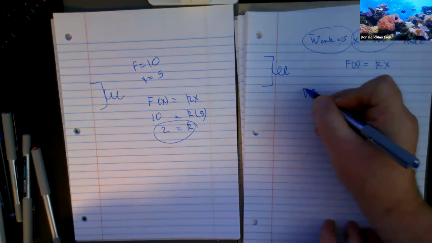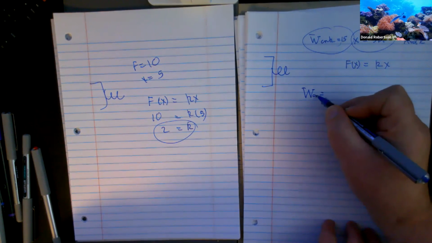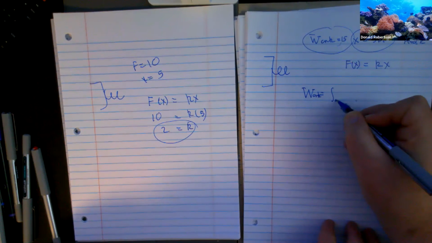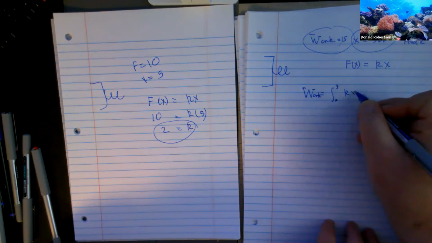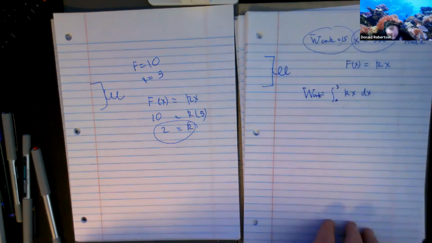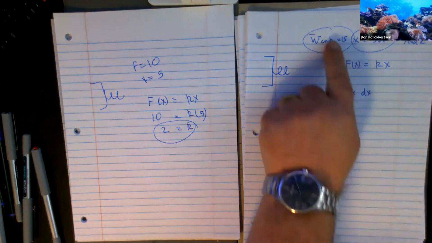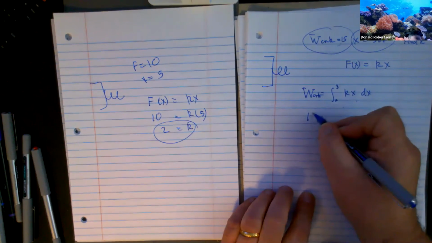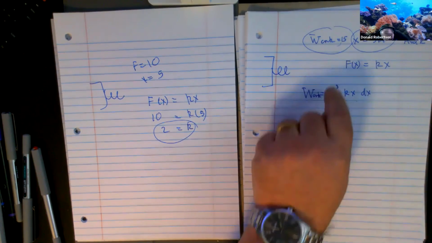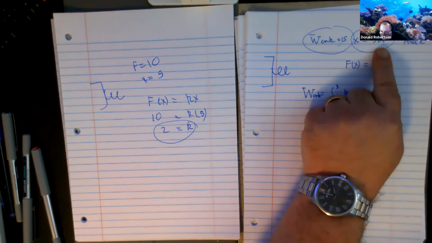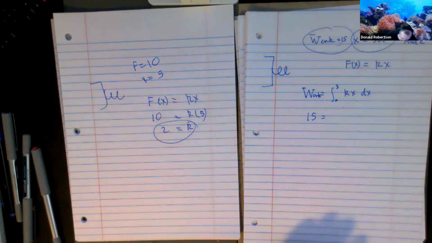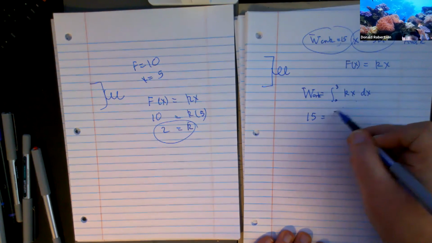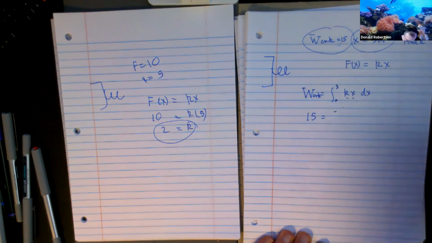In this case, we're being given the work. So that means my starting point is going to look like this. And you might say, well, how do I know the work is 15? How do I know it's 0 to 3? You're stretching it 3 feet beyond its natural length. So 0 to 3 is stretching it 3 feet beyond its natural length. Kx, because that's the force function, dx.